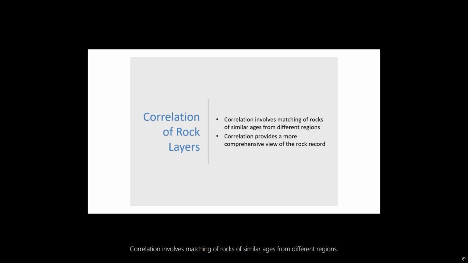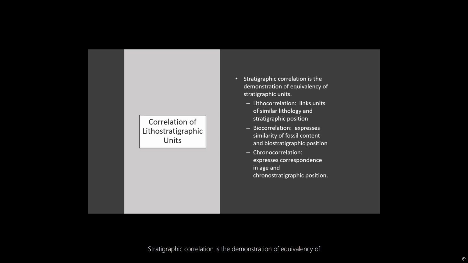Correlation involves matching of rocks of similar ages from different regions. Correlation provides a more comprehensive view of the rock record. Stratigraphic correlation is the demonstration of equivalency of stratigraphic units. Lithocorrelation links units of similar rock type and stratigraphic position. Biocorrelation expresses the similarity of fossil content and biostratigraphic position, and chronocorrelation expresses the correspondence in age of chronostratigraphic position.